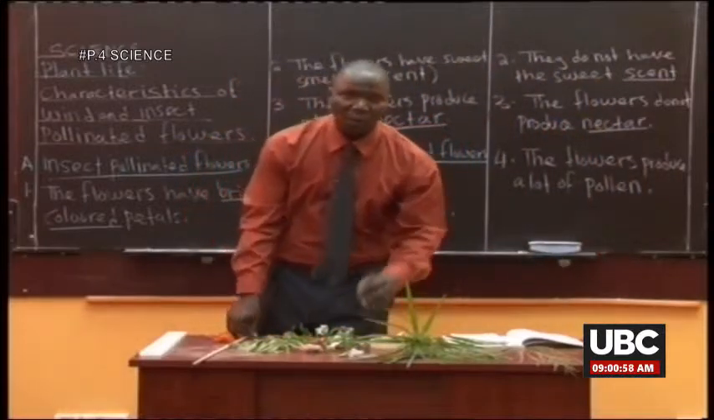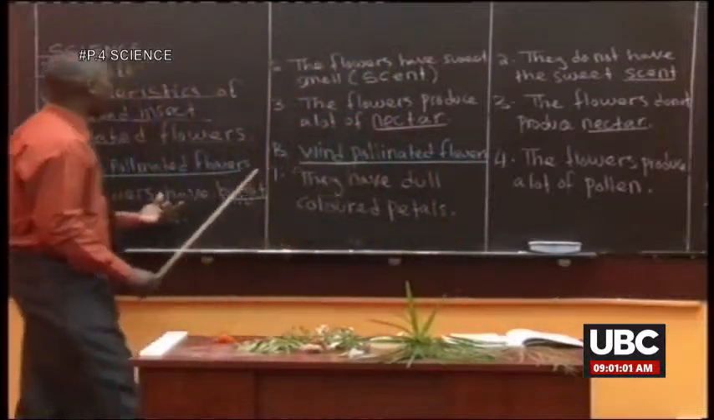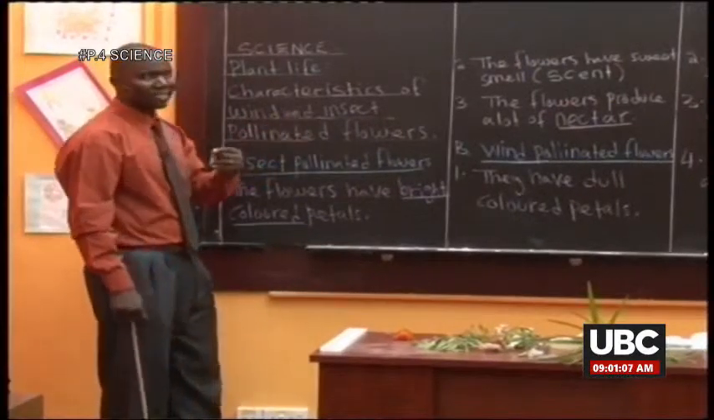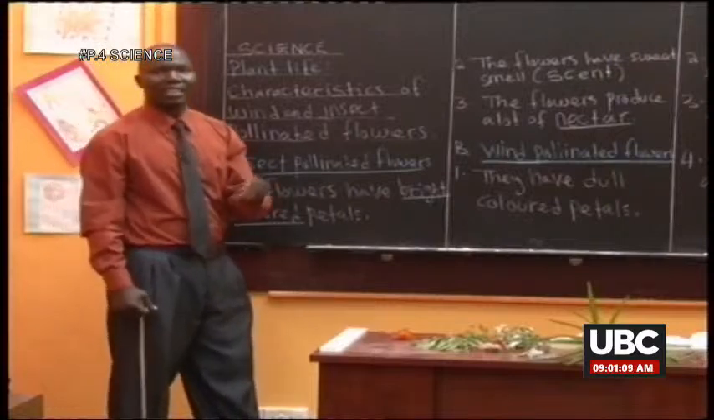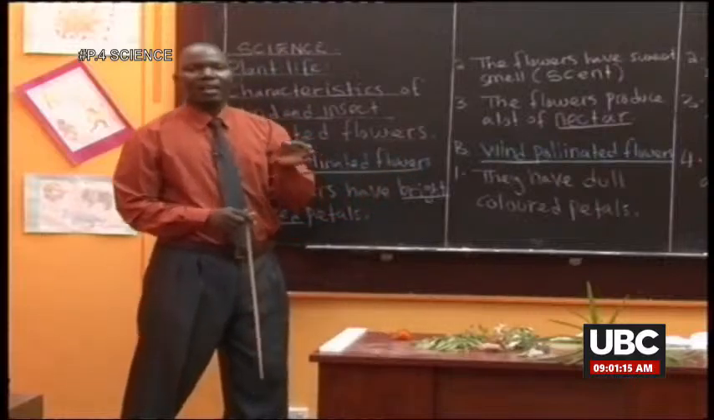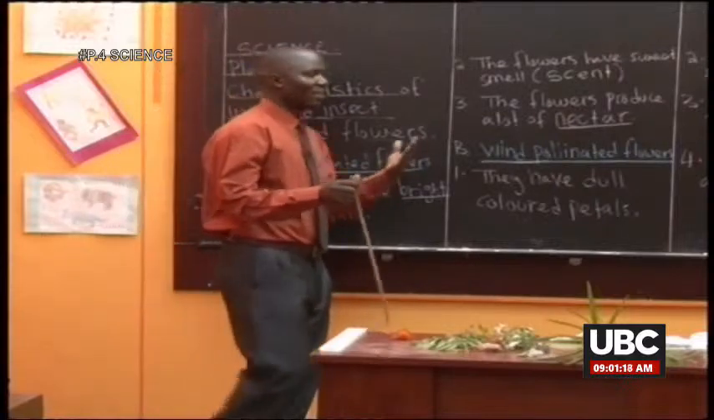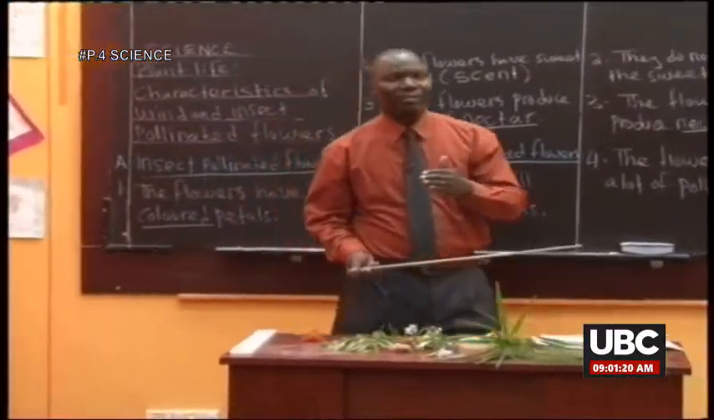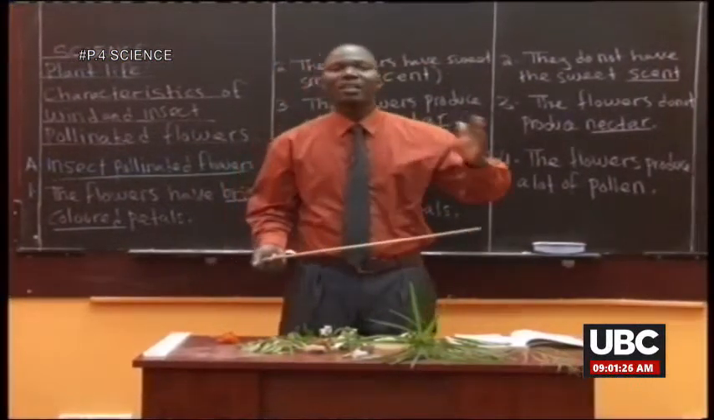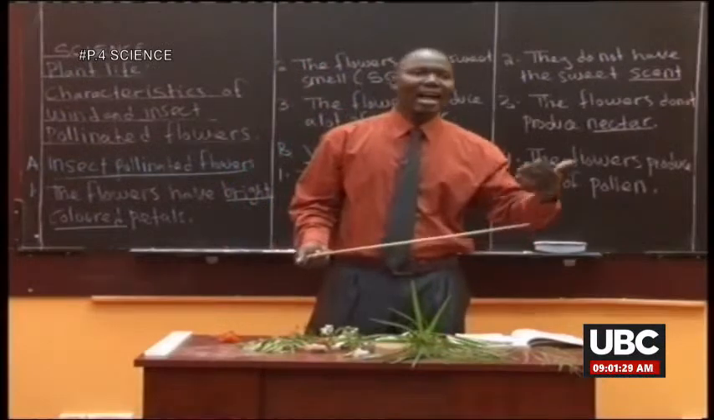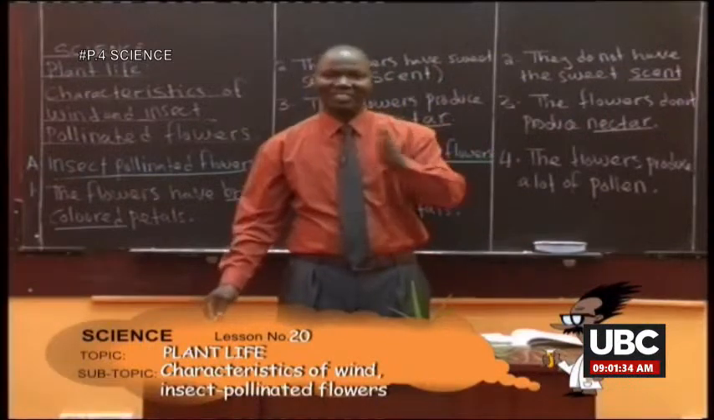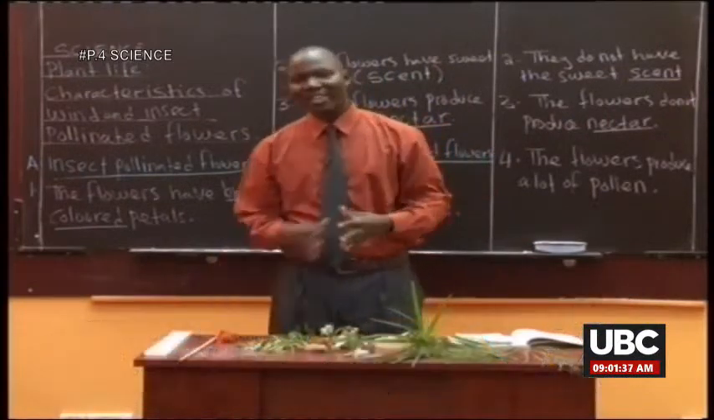So children, what have we looked at? We have been looking at characteristics of wind and insect pollinated flowers. If you moved out there, how would you know that this flower is pollinated by insect or is pollinated by wind? The reasons are, if these ones have brightly colored petals, those ones don't. If these ones produce a good smell, those ones don't. If those ones have a lot of nectar, these ones don't. Just compare the opposite of this one to that one, and you'll have the answers right.